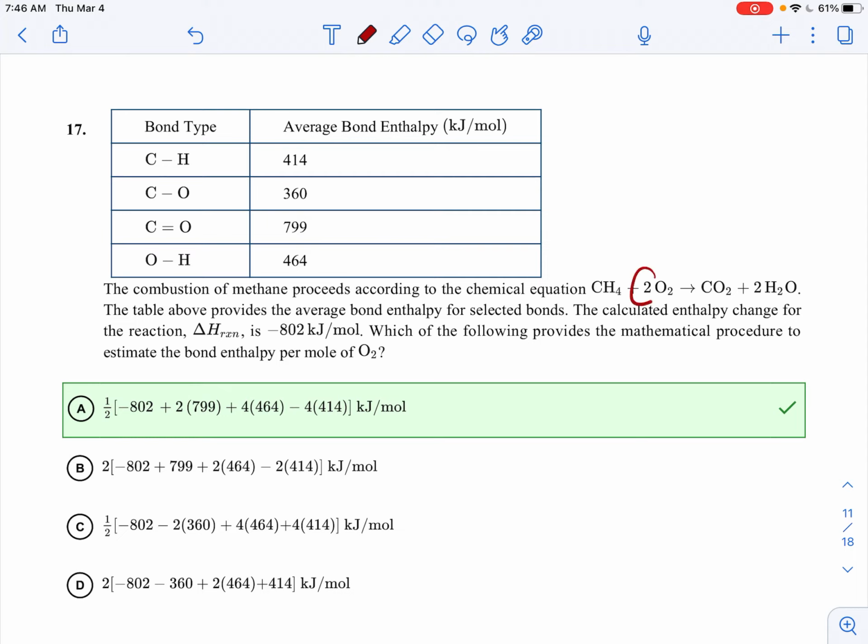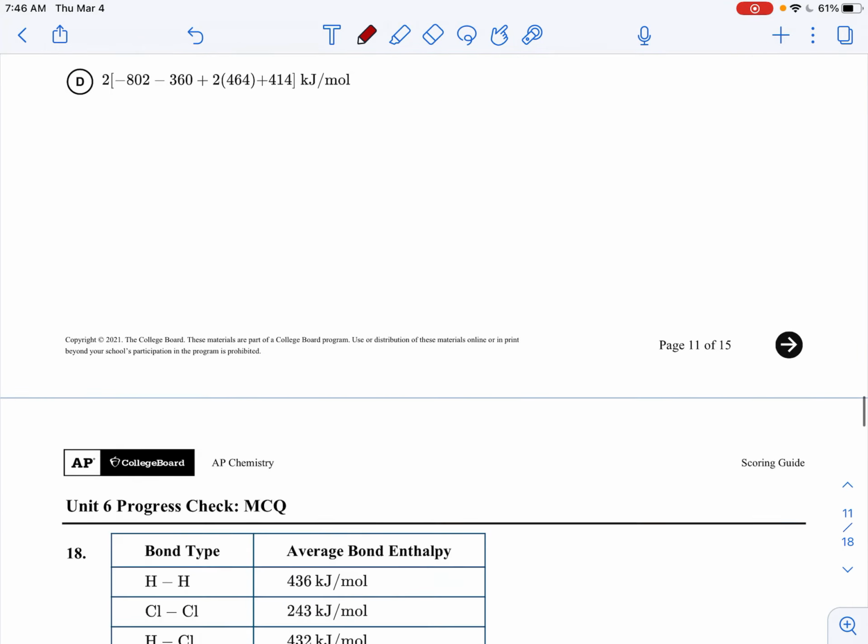So in my reaction, I have 2 moles of O2, but if I want to do per mole of O2, that means I'm going to have to multiply everything by 1/2, okay? And so that's why A is the correct answer, because it's 1/2, and then negative 8.2, that's the delta H of the reaction, and then 2 times 799 plus 4 times 464, both of those are our products. And then minus 4 times 414, that is our reactant of methane.